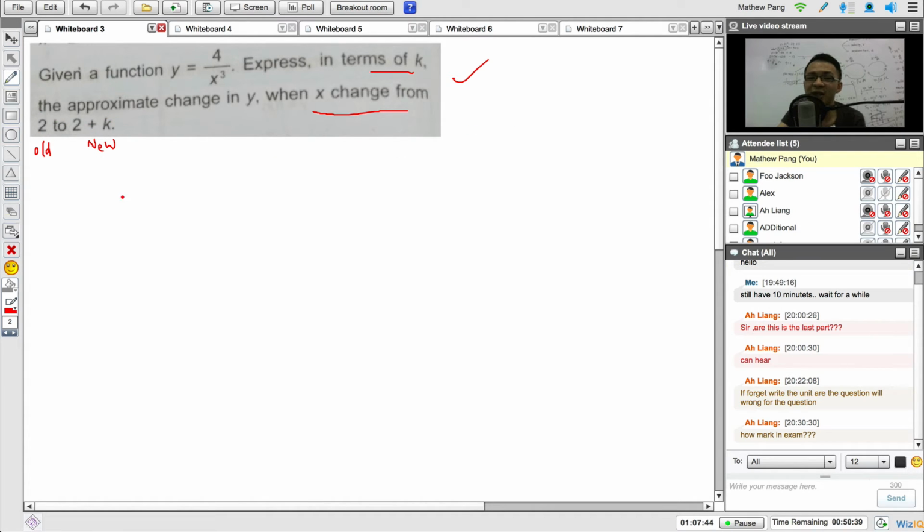So the first thing is, I have to find my change of x. I use my new value minus my old value.